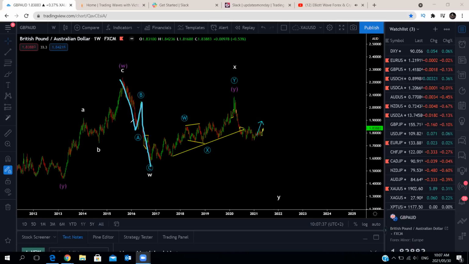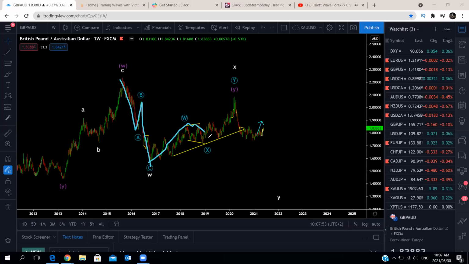Right, so this is the weekly chart. We started with a move to the downside. It is quite a sharp move, but it is a zigzag, not an impulse. But after that, we have been correcting for 2 years. So from 2017 until the beginning of 2020, this corrective structure has been in play.